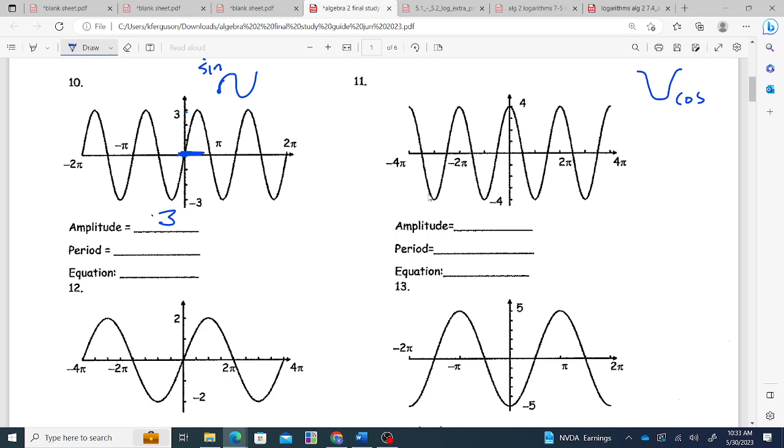What about my period? It is actually pi. Because look, my whole graph goes from here to here, and it ends right there. I mean, my fault, it ends right here.